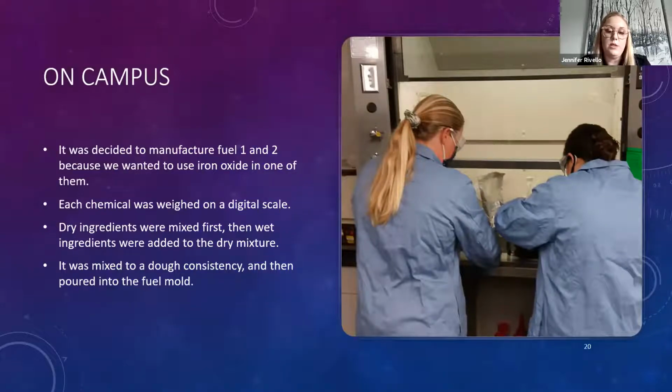We decided to do fuel 1 and 2 because fuel 1 has iron oxide in it, so we wanted to see how it would perform instead of the other fuels. And everything was weighed on a digital scale inside of the fume hood, and the dry ingredients were mixed first, and then we would mix in the wet ingredients until it was a dough batter consistency, and then pour it into the fuel mold.